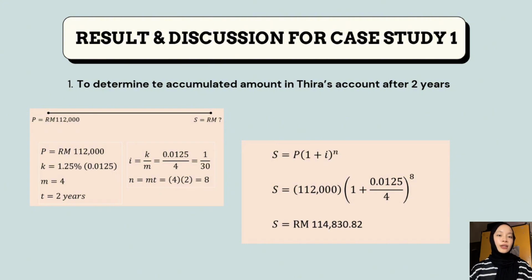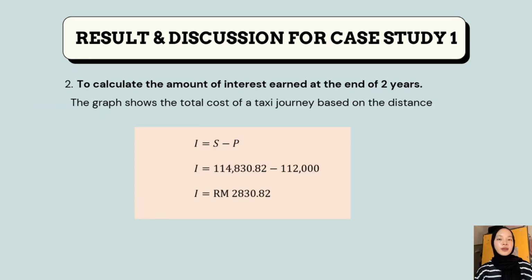First, we calculate the value of I. I equals K divided by M. So, 0.0125 divided by 4 equals 0.003125. Next, we calculate the value of N. N equals M multiplied by T. So, 4 multiplied by 2 equals 8. Then, we substitute the values into the formula. From this calculation, the accumulated amount after 2 years is RM114,1,830 and 82 cents.